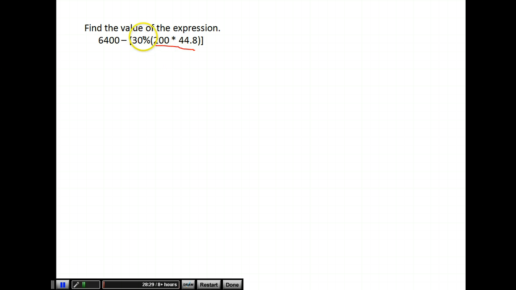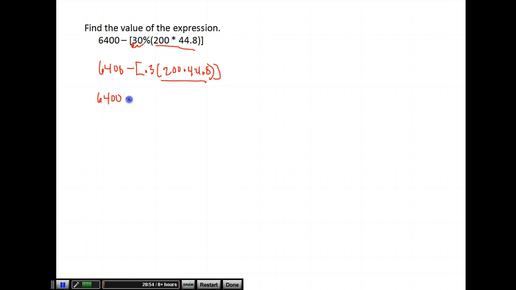The other thing I notice is I have a percent here. I want to change that to a decimal before I get started. So we have 6,400 minus 0.3 times 200 times 44.8. Again, work your way inside out. So the first thing I'm going to do is 200 times 44.8.